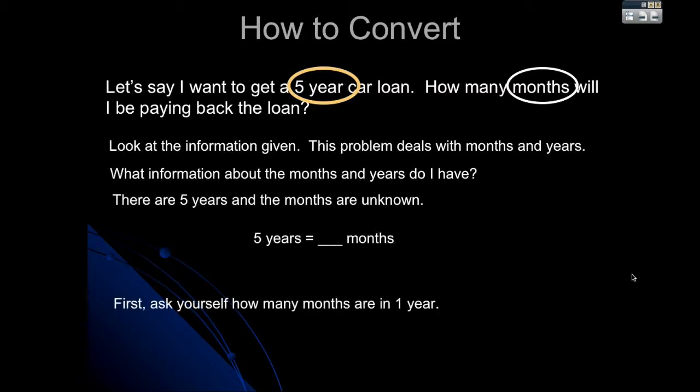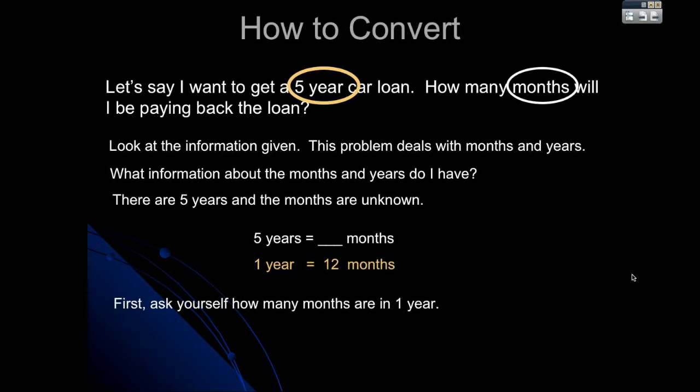Okay, first ask yourself how many months are in 1 year. So how many months are in 1 year? 12. There's 12 months in 1 year. So watch how I do this. You ready? So I say, okay, 12 months in 1 year. But look how I did it. I have year on top of year, month on top of month. So make sure you do that.